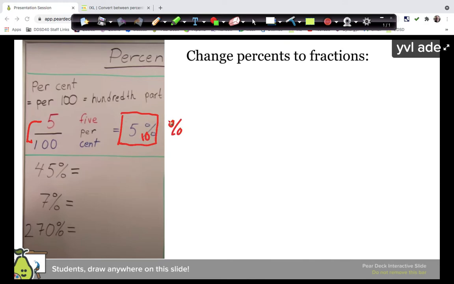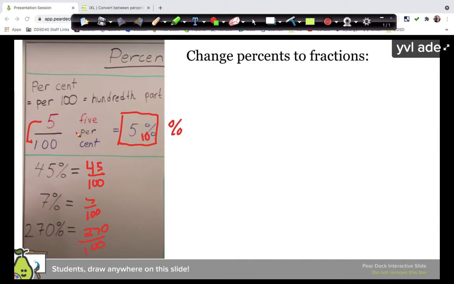So that means percent. So 45% as a fraction is 45 per 100, 45 out of 100. Or 7% is 7 out of 100. And 270%, even though it's more than 100, is 270 out of 100.